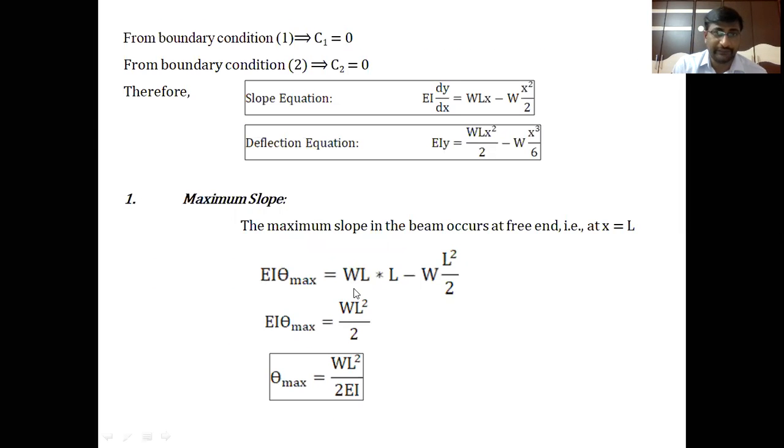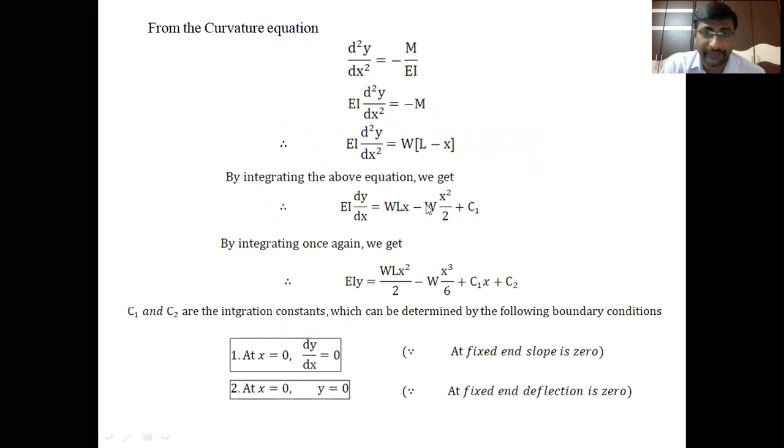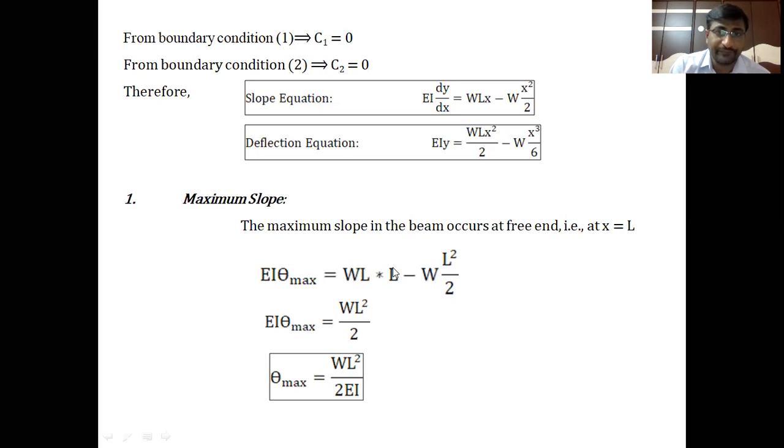So the final slope and deflection equations after replacing the constants: the slope equation is EI dy by dx equal to WLx minus Wx square by 2. Already we have written WLx minus Wx square by 2. C1 value is 0, so we are not writing it. And the deflection equation: EI y equal to WLx square by 2 minus Wx cube by 6 plus 0. C1 is 0, C2 is 0, so we don't need to write these values. So the remaining equation becomes our deflection equation. So EI y equal to WLx square by 2 minus W into x cube by 6. These are the final slope and deflection equations.